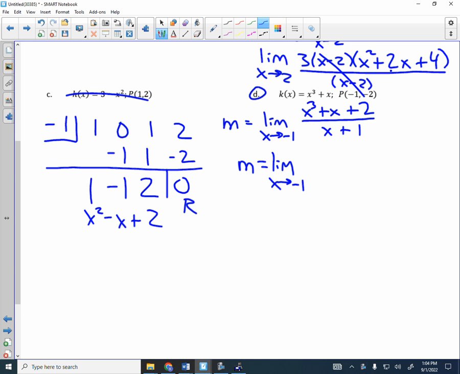We divided that out and we got this. X squared minus x plus 2. Can I now plug in negative 1? Yeah. What's negative 1 squared? 1. Minus negative 1? So plus 1 is 2. Plus 2 is 4. Slope is 4.